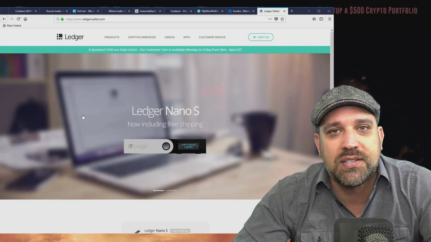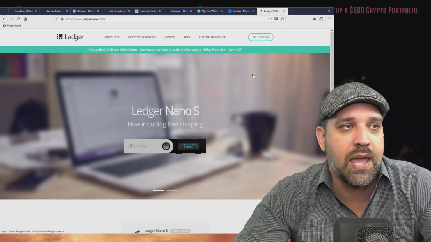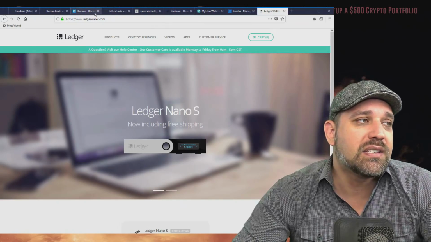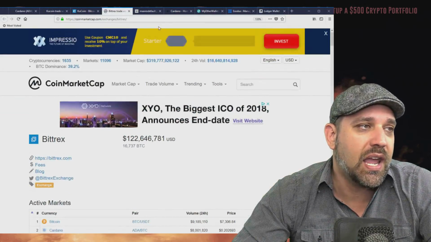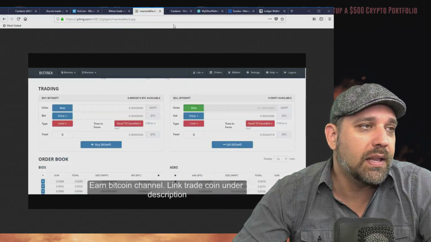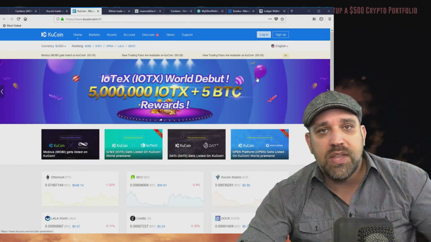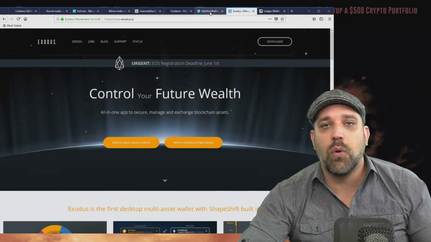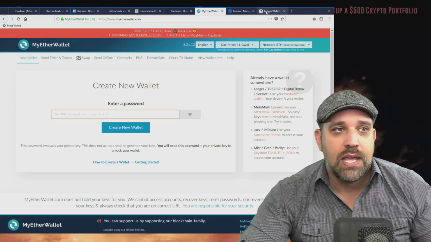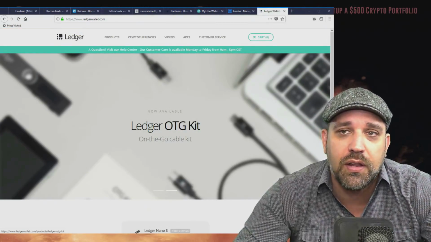These hardware wallets are very, very nice. They're very easy to set up and they're very easy to use. Okay. So basically, the idea is once you've got all the cryptocurrencies figured out and you've got your exchange account set up, you are ultimately going to be sending those cryptocurrencies from the exchanges you bought them on to the wallets, whatever wallet preference you have. And that, my friends, is how you set up a $500 cryptocurrency portfolio.